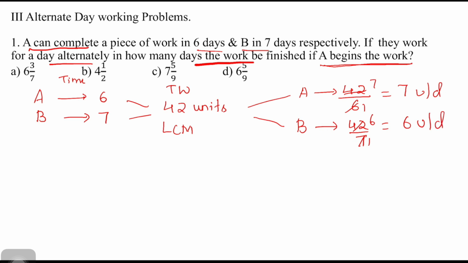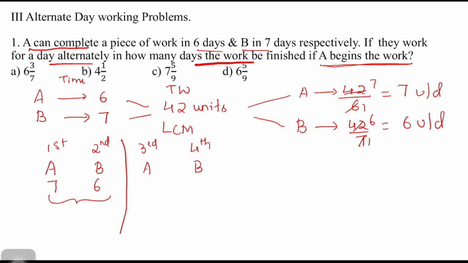First A is starting, they are saying A begins the work, and then on the second day who will do it? B will do. Again on the third day A will do, and on the fourth day B will do. So this goes on. A does 7 units per day and B does 6 units. So how much work in 2 days? 13 units. 13 units of work is completed in 2 days. Same again it will go on, 7 and 6 means it is 13 units for the next 2 days.